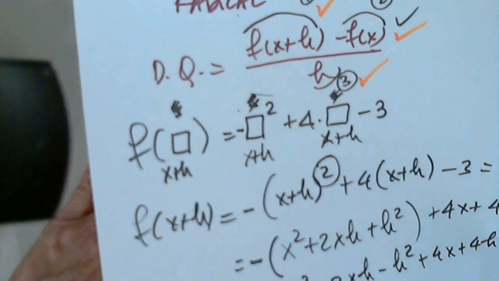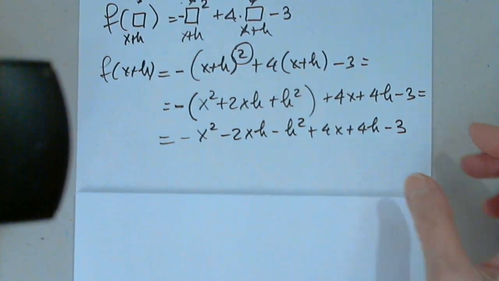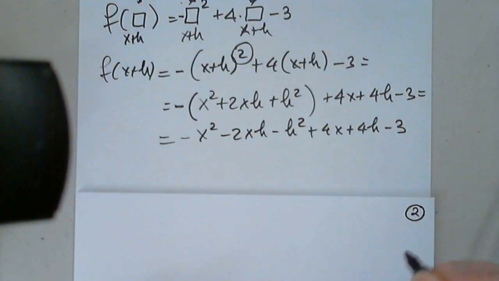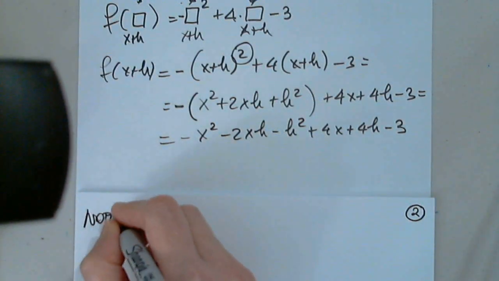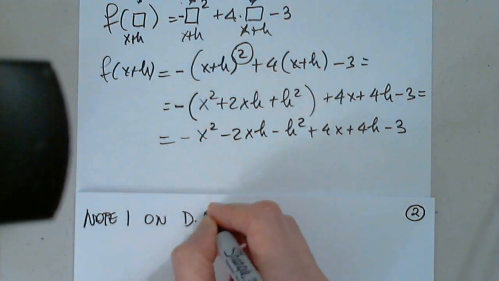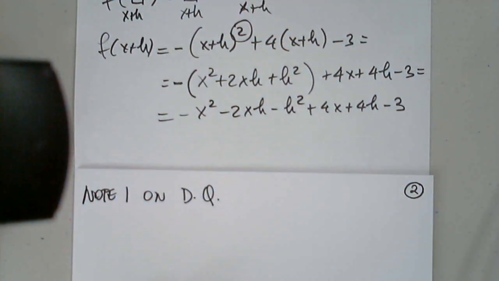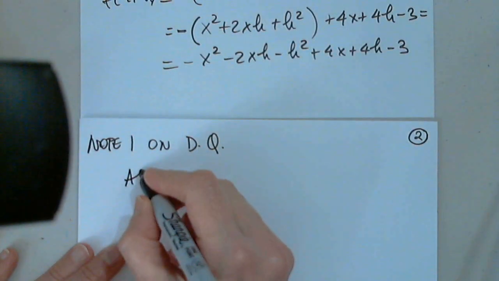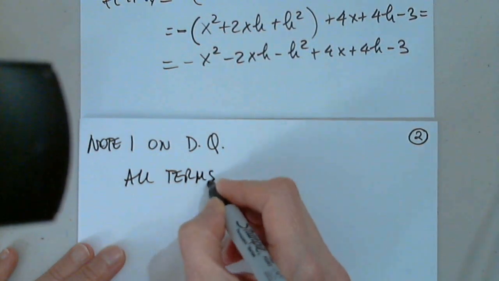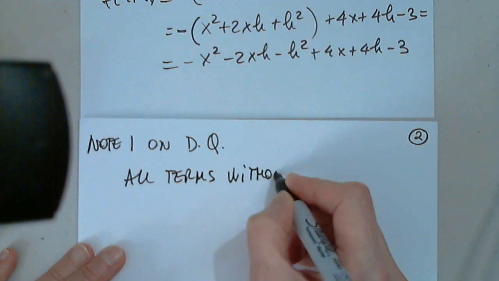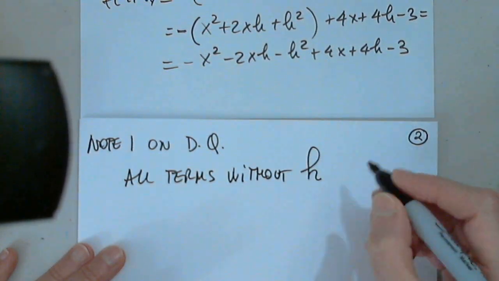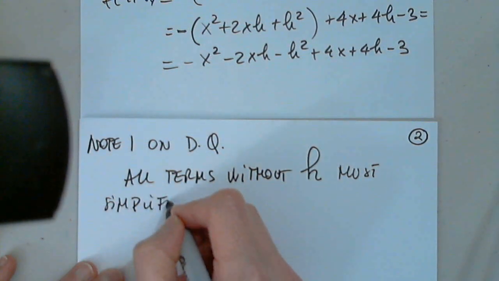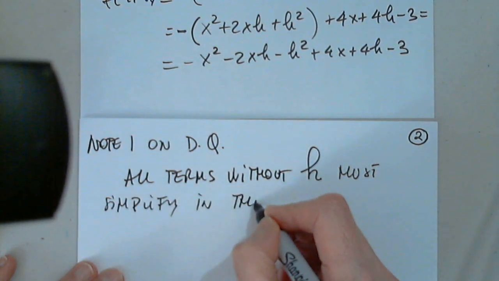Before we do that, I would like us to mention or write two different notes. Note one on the difference quotient: all terms without h must simplify in the numerator.